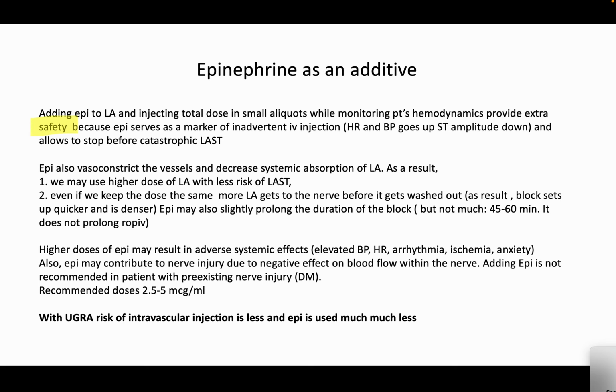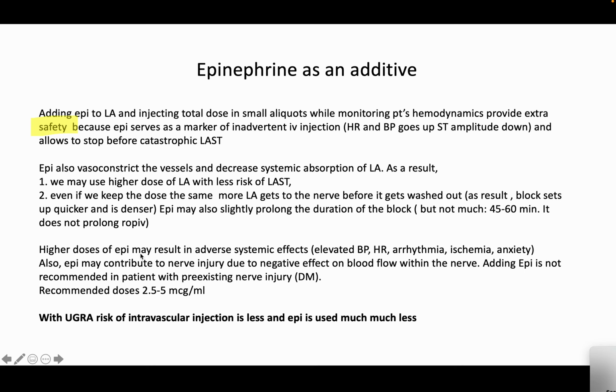As a result, we may use a high dose of local anesthetic because it will take a longer time to achieve Tmax, and there will also be a lower Cmax concentration of local anesthetic. And even if we keep the dose the same, more local anesthetic gets to the nerve before it gets washed out, right? So as a result, the block sets up quicker and is also denser. And epi may slightly prolong the duration because it keeps local anesthetic there before it is washed out. But this prolongation is not very significant, 45 to 60 minutes. And it doesn't prolong ropivacaine because ropivacaine causes some vasoconstriction on its own.